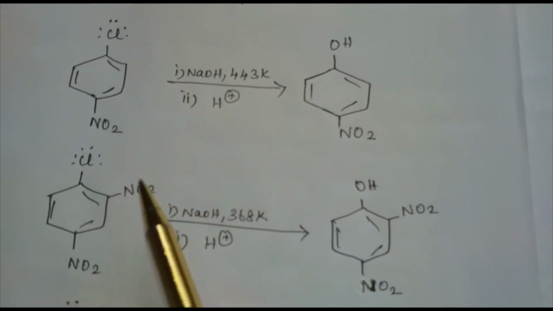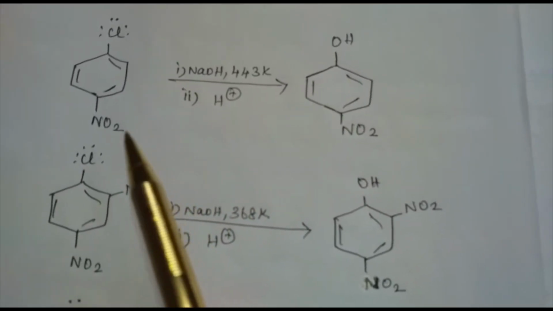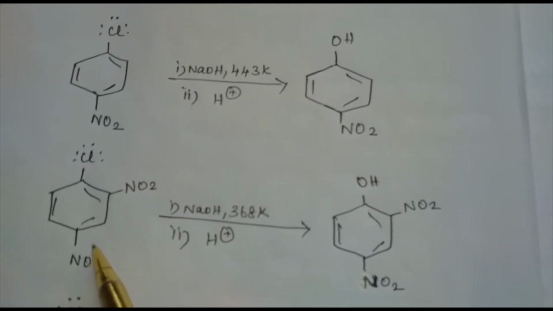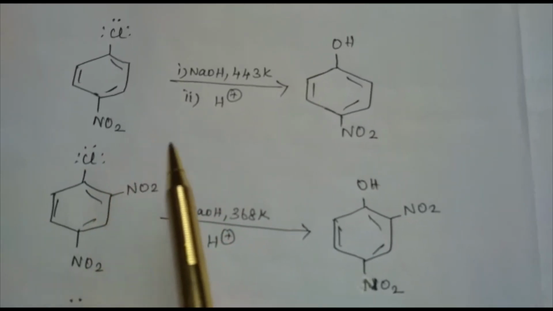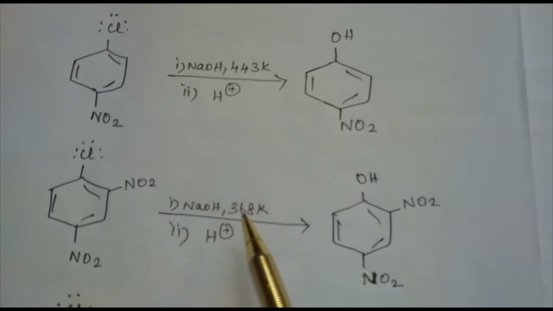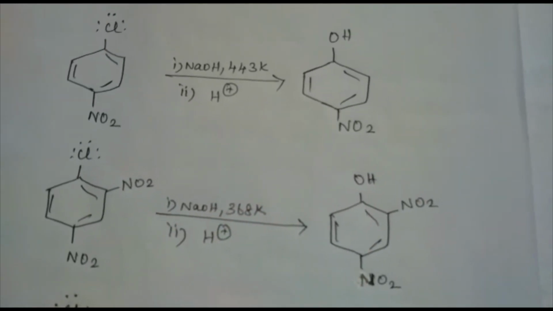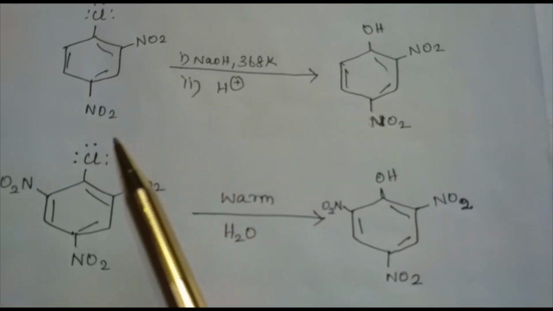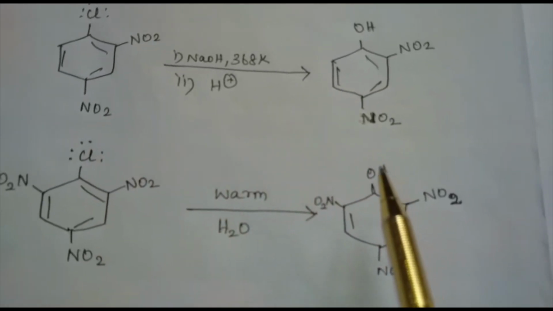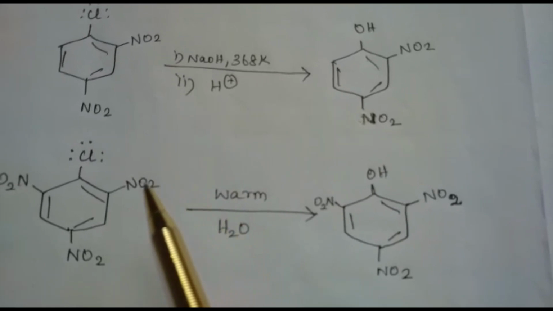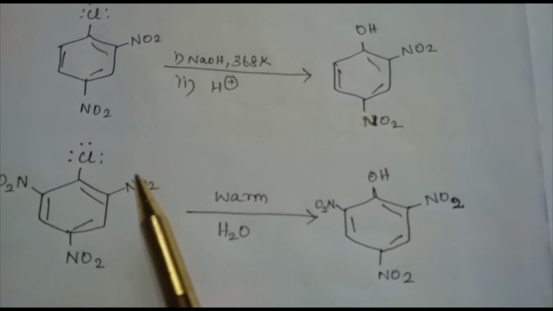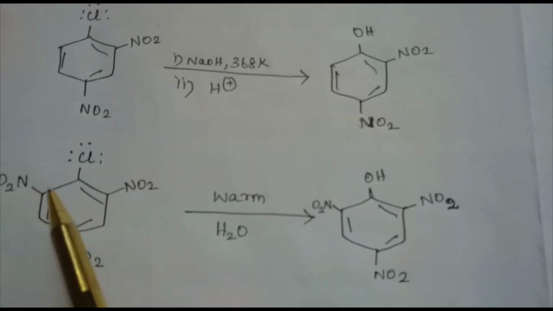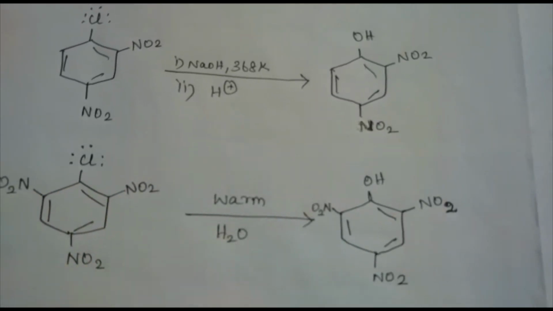If electron withdrawing groups like NO2 are present at the ortho as well as the para position, the replacement of Cl by OH takes place at a much lower temperature of 368 Kelvin. Here you can see that the replacement of Cl by OH takes place just by warming water. This is because of the presence of electron withdrawing groups at ortho as well as para position.